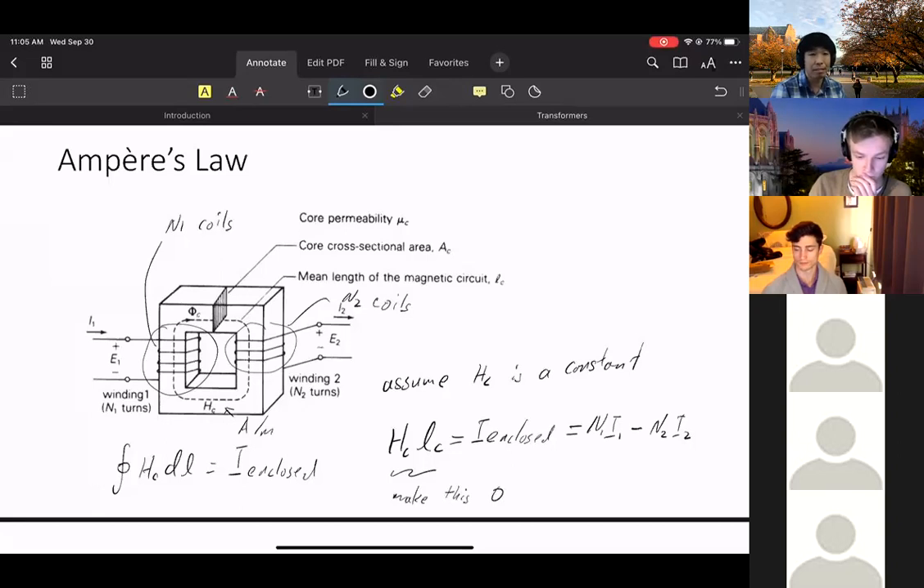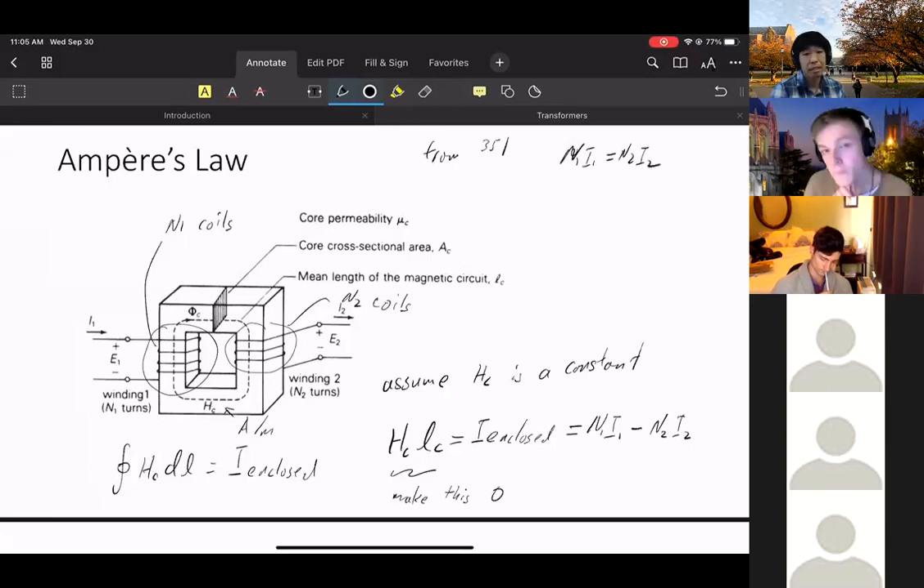Because if you remember the standard transformer equation from 351, what we have is N1 I1 equals N2 I2, right? Now from Ampere's law, we have HC LC, which is the net current enclosed, as N1 I1 minus N2 I2. So our goal is to get rid of this left-hand side and see if we can recover the equation we have from 351.